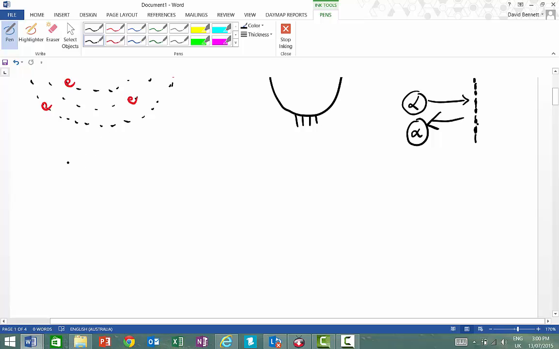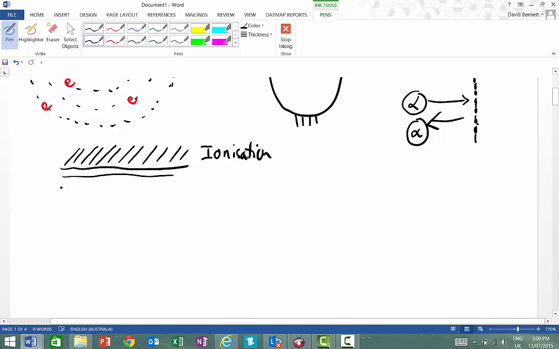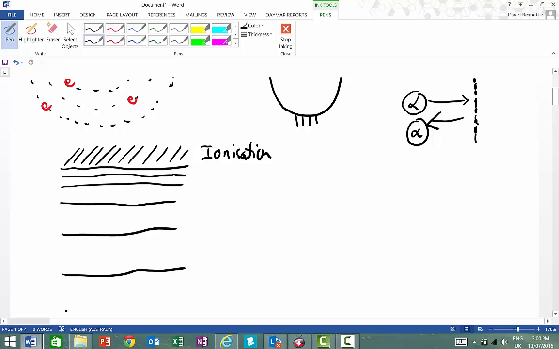So I'm going to draw the electron shells slightly differently. If we're thinking about atoms themselves, this is the ionization energy. The ionization energy is the energy that's required to eject an electron outside of the atom itself. That will liberate the electron. There's going to be a series of electron shells, and I'm just going to draw some of them. We'll say this one here is the ground state. The ground state is where it's most stable.